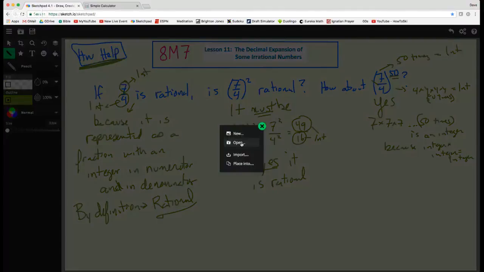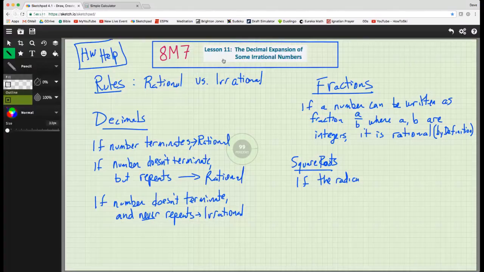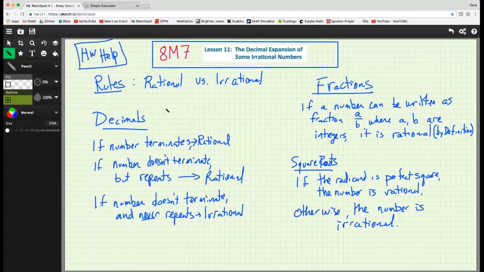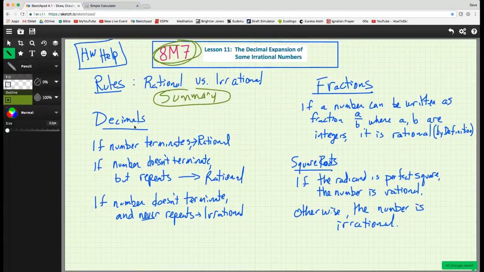And now finally, I want to give you some rules. This is just a summary. We've learned all of this in module 7. So decimals, there are 3 types of decimals. If a number terminates, it's rational. Here are some terminating decimals: 4, 6.5, 9.1234, 5. These are all terminating decimals, so these are rational.